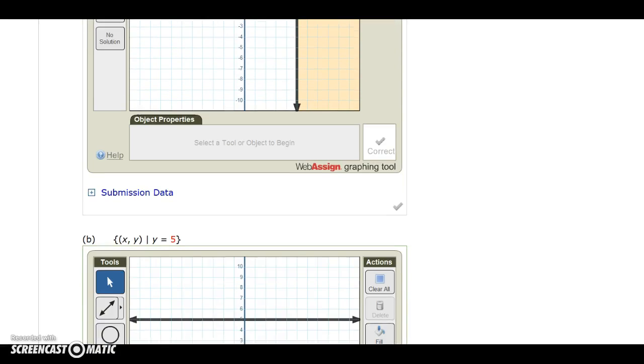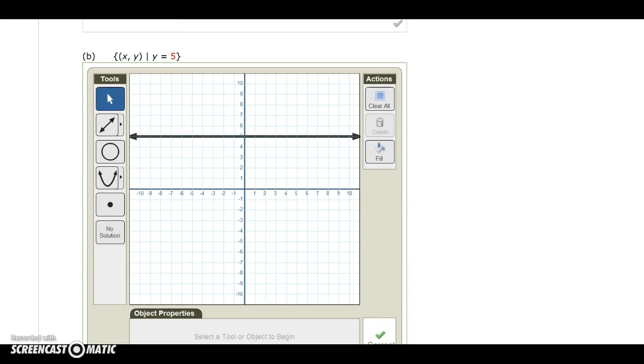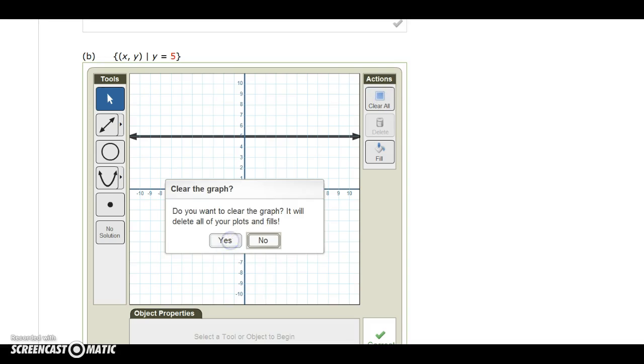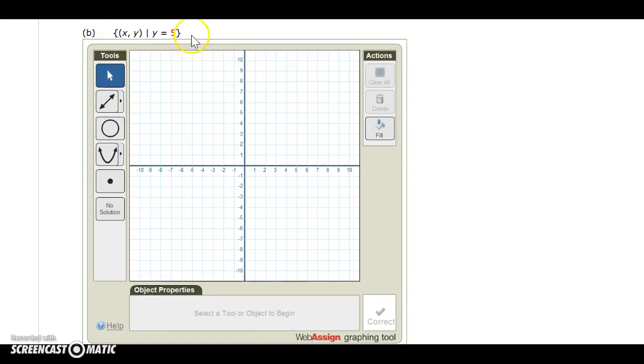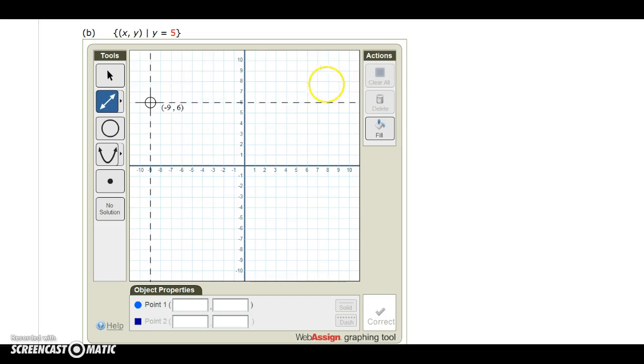The next one, let me clear it, is similar to the other one, except this is going to be y equals 5, just a horizontal line, and I don't have to do any shading because it's not an inequality. So again, I go here and I choose the line going forever in both directions, and it's a horizontal line through y equals 5, so I'll just have to pick 2 points to draw the line.